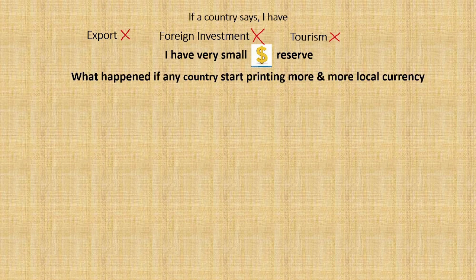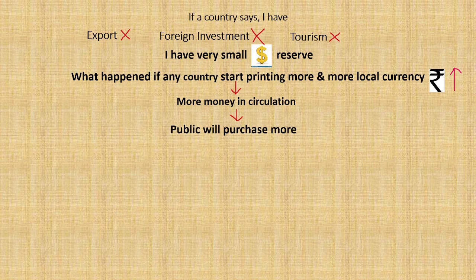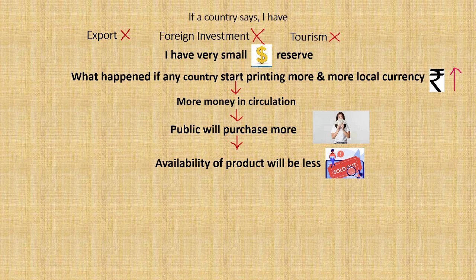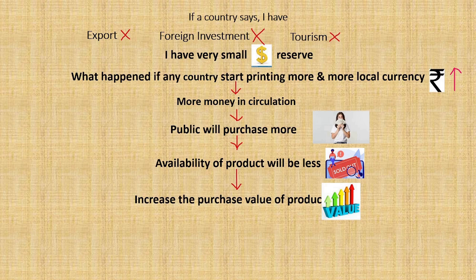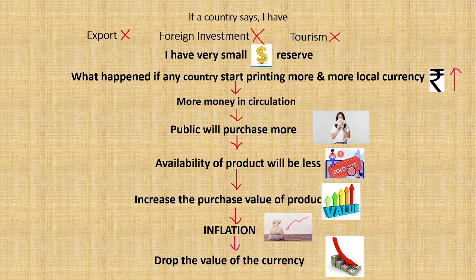Now, if a country starts printing more and more local currency, then more money will be in circulation as well as in the hands of the public. Thus, the public will purchase more and more products unnecessarily, resulting in a sudden reduction of the availability of products in the market. And if the availability of products is less compared to demand, it causes the price of the product to increase, resulting in inflation, and it will result in a drop in the value of the currency.